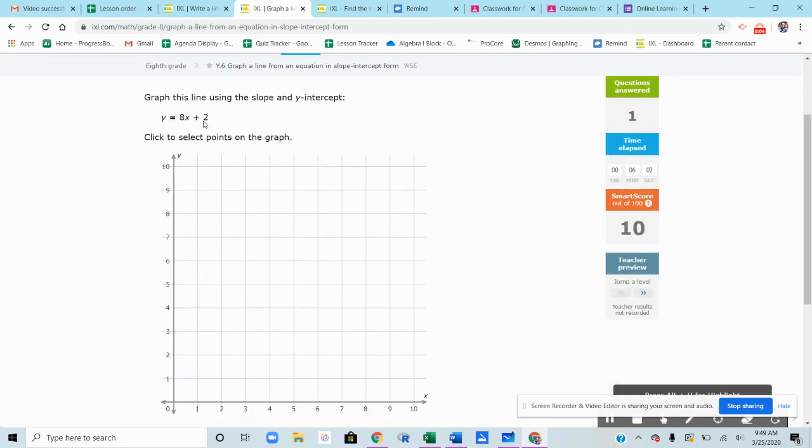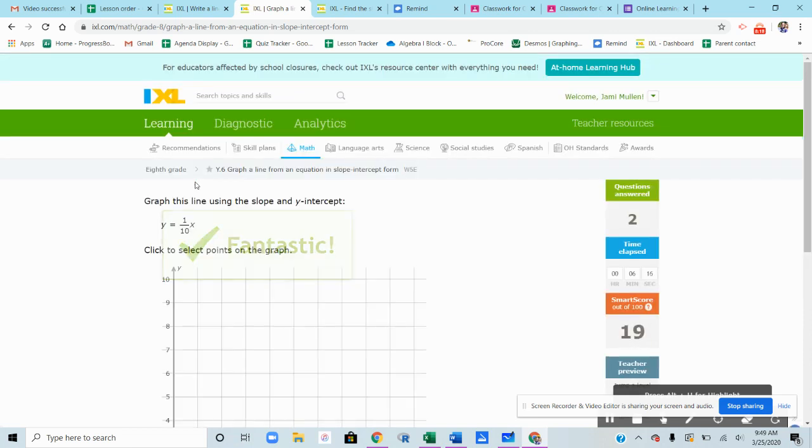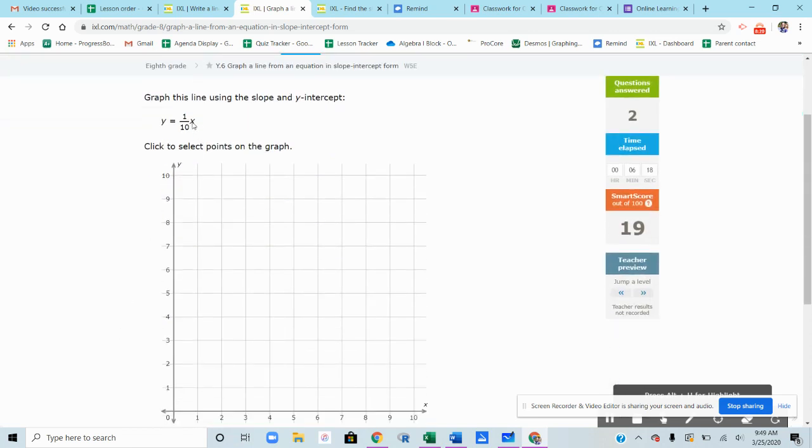Okay. Y-intercept is 2. Your slope is 8, which remember is 8/1. So you need to go up 8 and over 1. Okay. Oh, this is a good one. We don't have a y-intercept. What's our y-intercept? Means start at 0. Then go up 1 and over 10 because your slope is 1/10.